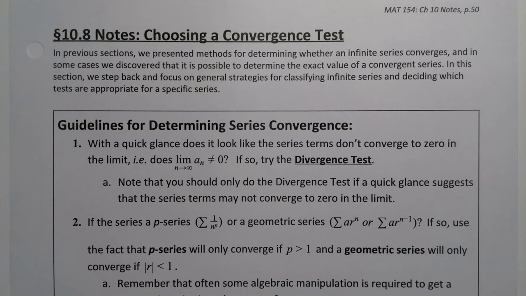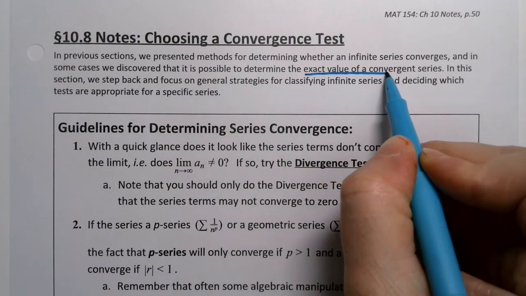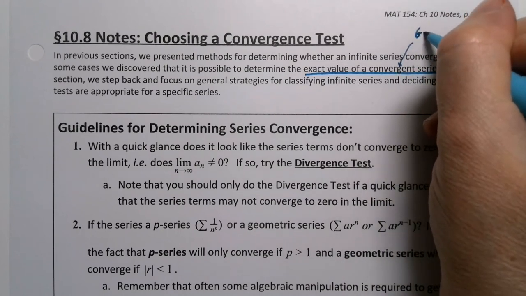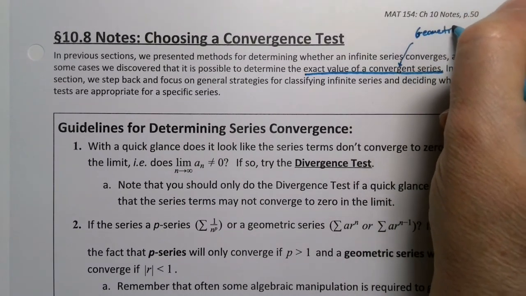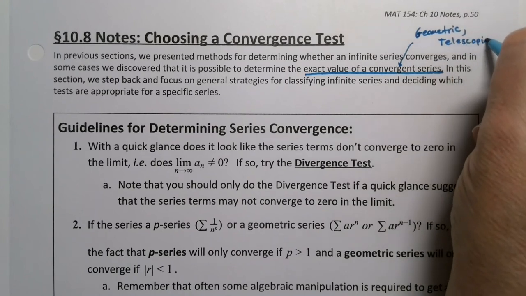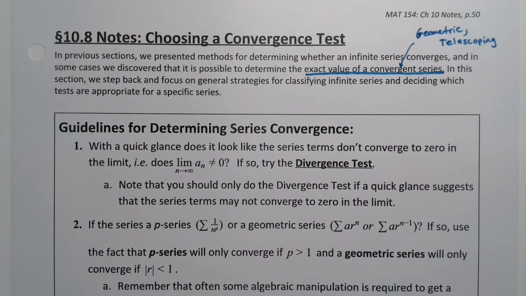From section 10.3 onward, we've learned a wide variety of ways to determine whether an infinite series converges or diverges. And in some cases, we've discovered that it's possible to determine the exact value of a convergent series, namely the geometric and telescoping ones. Those were the ones we were able to figure out specific values for sure.